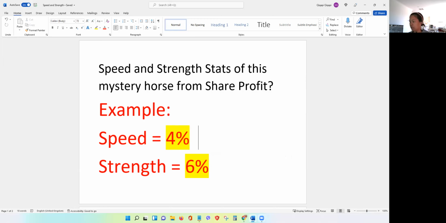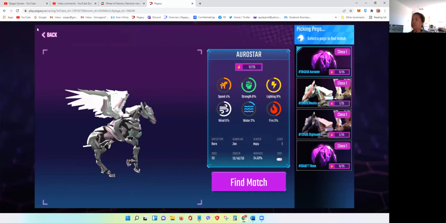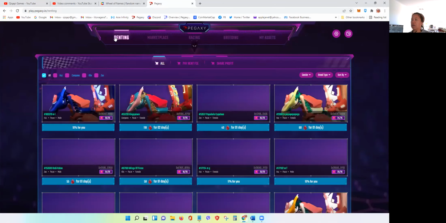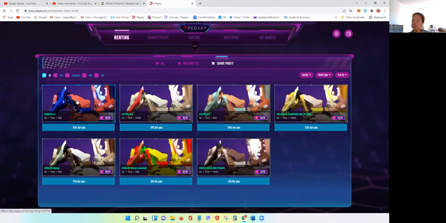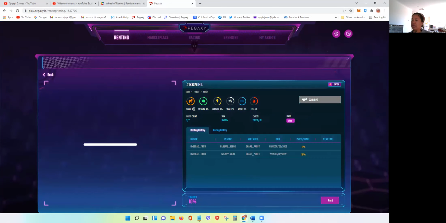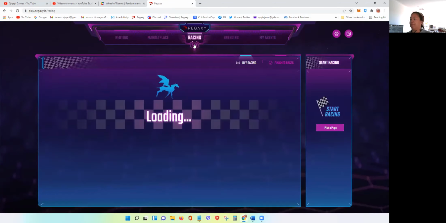So let's go to the marketplace to give you an example. Let's go to share profit, renting. What I'll do, I'll click renting and go to share profit. So this is the leftmost, topmost horse. I will click this. So the speed is 8% and strength is 9%. Obviously, this is only an example. So you know what I will do during the recording.